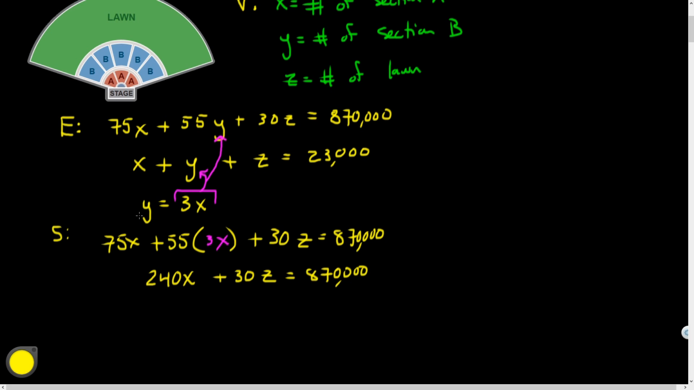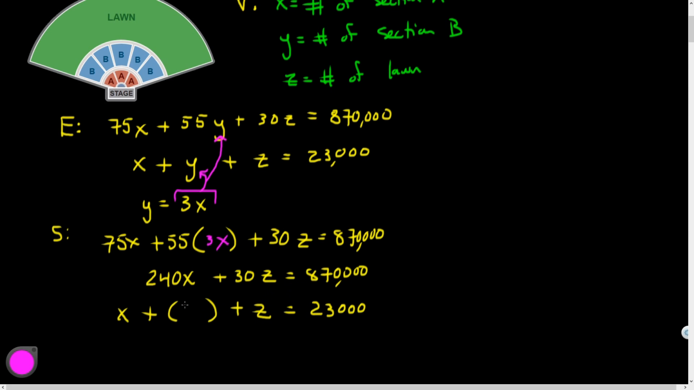Let's see. So now for this second equation. X plus y, which is now going to be 3x, plus z equals 23,000.